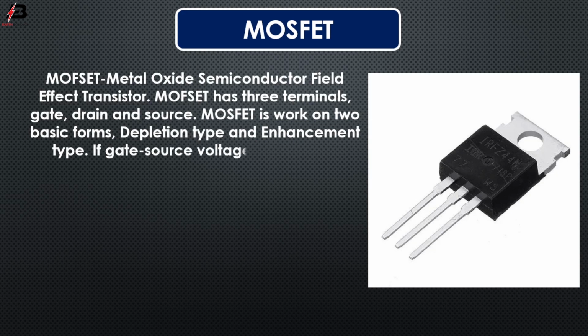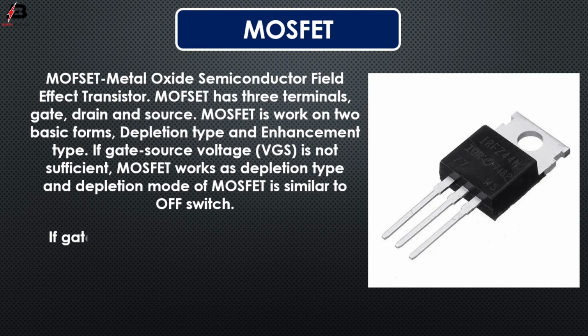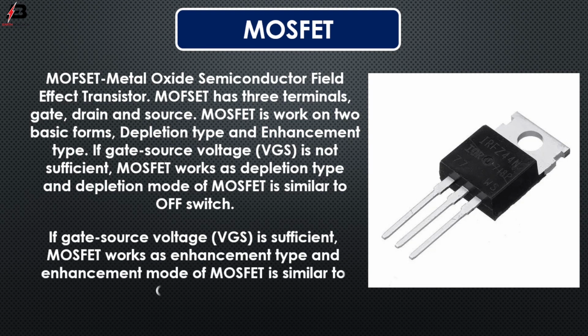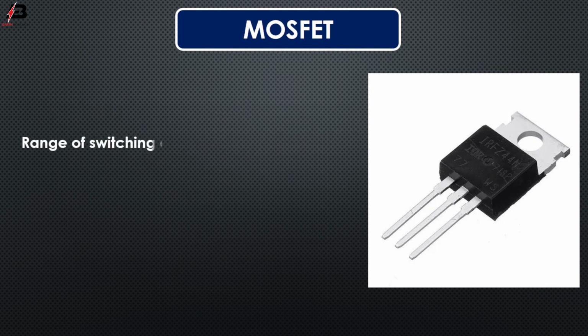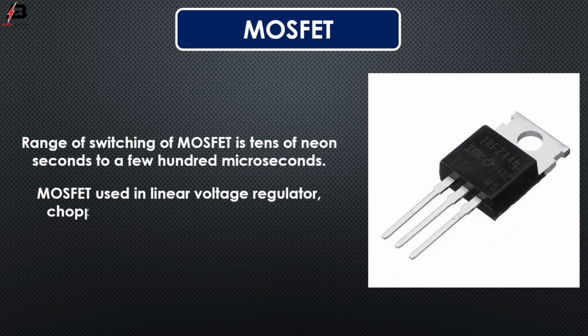If gate source voltage VGS is not sufficient, MOSFET works as depletion type, and depletion mode of MOSFET is similar to an off switch. If gate source voltage VGS is sufficient, MOSFET works as enhancement type, and enhancement mode of MOSFET is similar to an on switch. Range of switching of MOSFET is tens of nanoseconds to a few hundred microseconds. MOSFET is used in linear voltage regulators, choppers and audio frequency power amplifiers, etc.